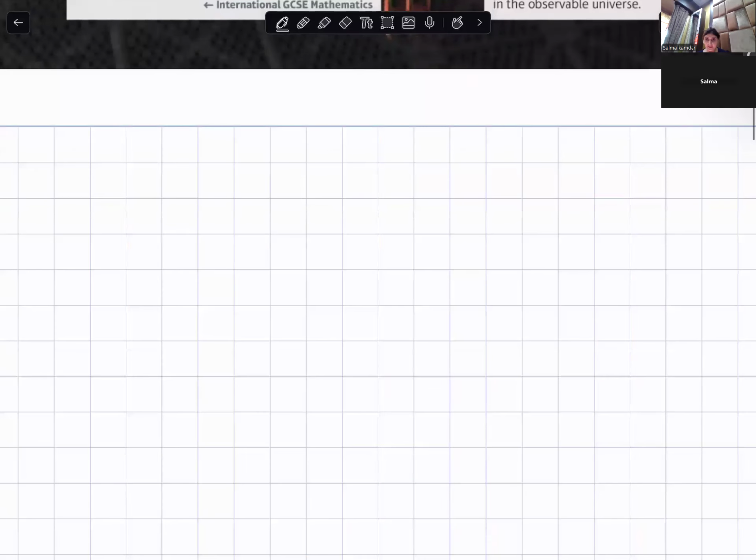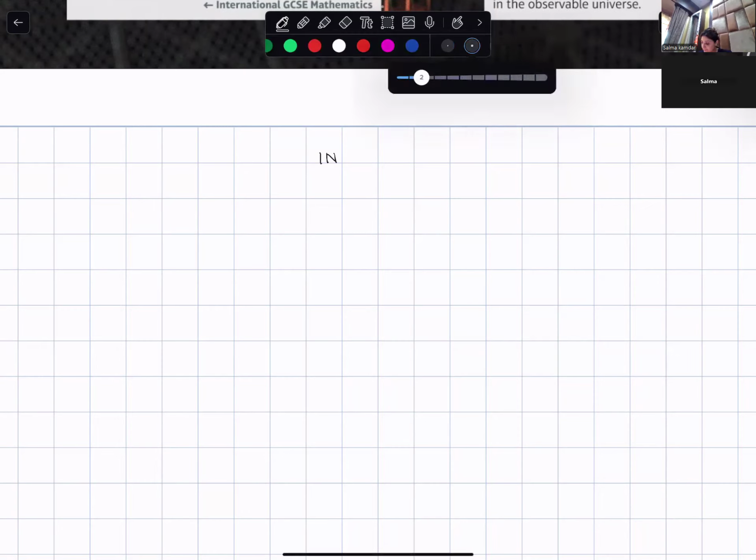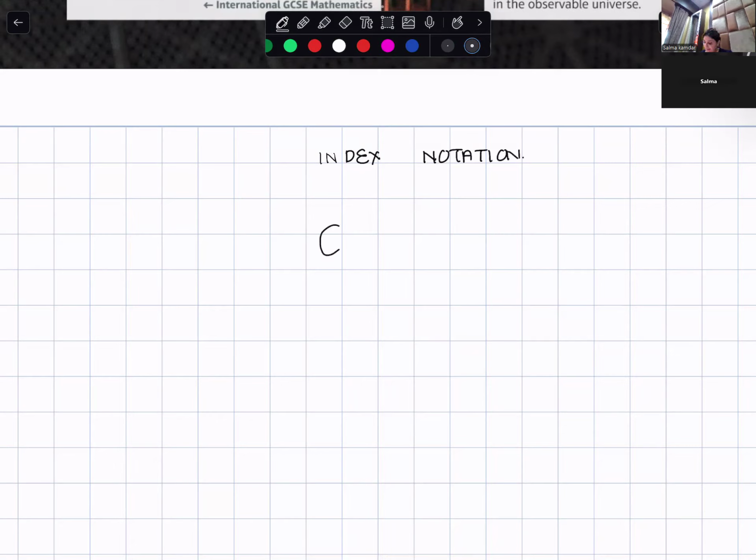Hi everyone. Today we are going to study indices. So what is index notation? When I talk about index notation, it looks something like this: a to the power n. So a is called the base and n is called the index. It is also called the power and it is also called the exponent.